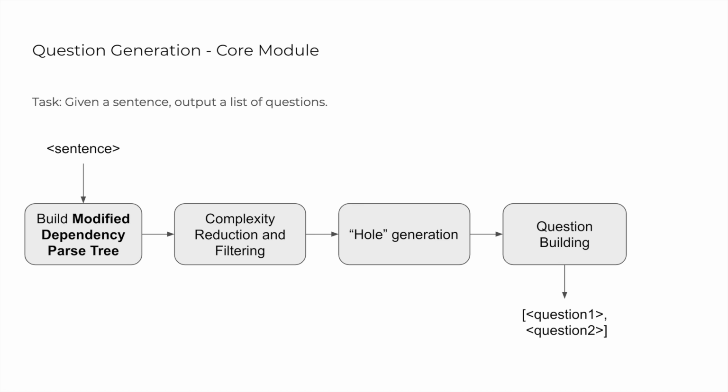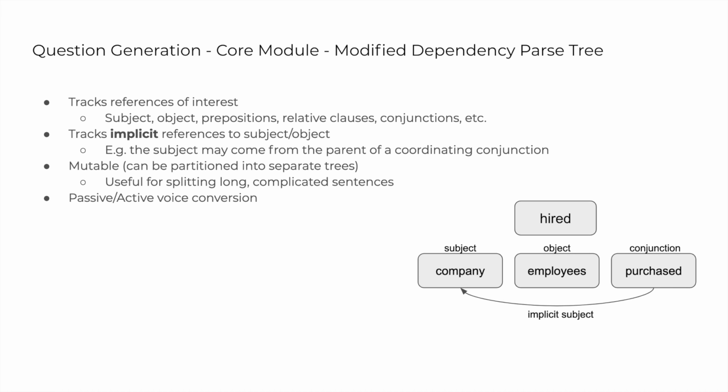We build a customized dependency parse tree, split apart long sentences, generate holes in the tree, and finally construct the question. The modified dependency parse tree is a mutable wrapper of spaCy's dependency tree that serves as an integral and novel aspect of this project. It tracks implicit references to subjects and objects through a propagation algorithm, where the subject may come, for example, from the parent of a coordinating conjunction. The tree may be partitioned and can convert passive phrases into the active voice.